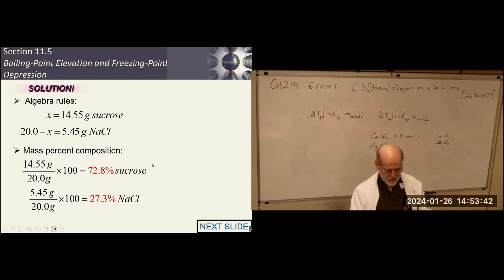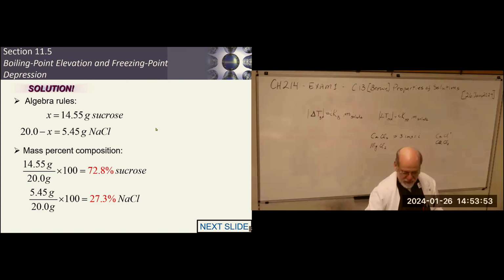Just keep going until we solve for X. And X turns out to be 14.55 grams of sucrose. That means the remainder, 5.45 grams, is sodium chloride. So the mass percent we calculate as 72.8% sucrose, 27.3% sodium chloride.